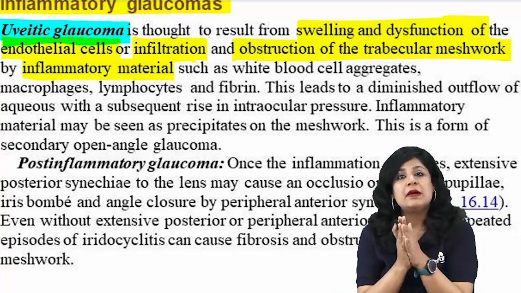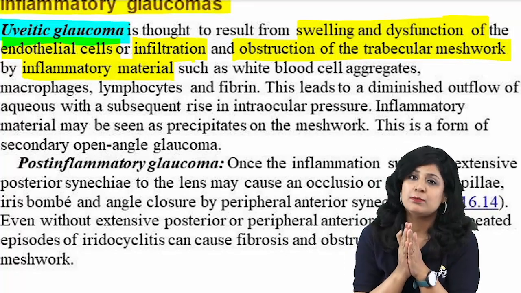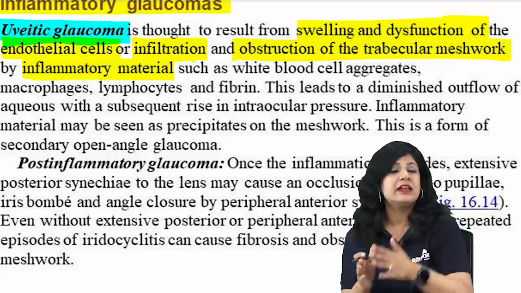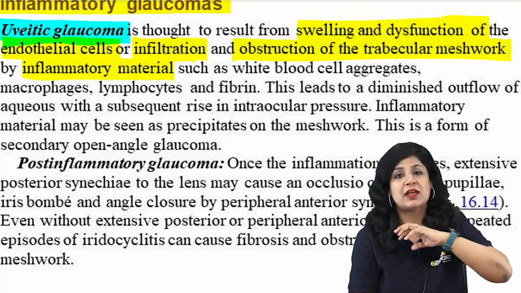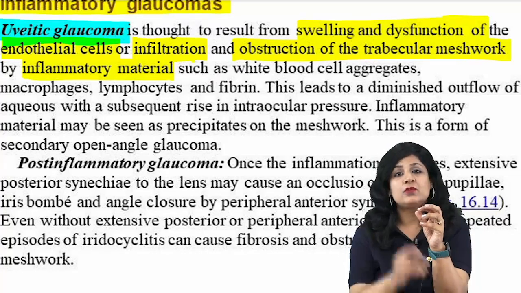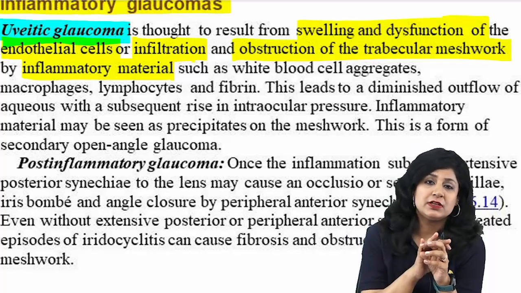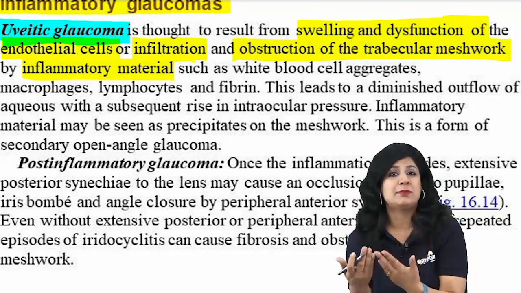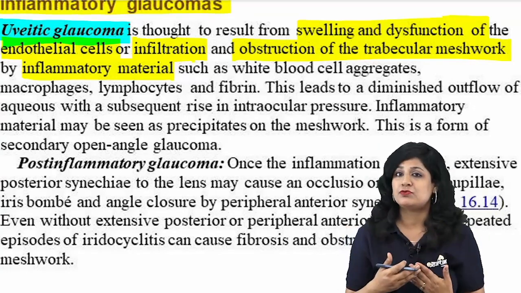Now, if you remember the basic definition of open angle glaucoma, it is the trabecular blockade, and I told you the word trabecular blockade itself says that the angle is open, because if the angle is closed, trabecular meshwork blockade could not take place. So, it is just which cells are blocking the trabecular meshwork that tells you which type of secondary open angle glaucoma it is. Like if it is by the inflammatory cells, it is inflammatory glaucoma. If it is by pigmentary cells, it is pigmentary glaucoma.